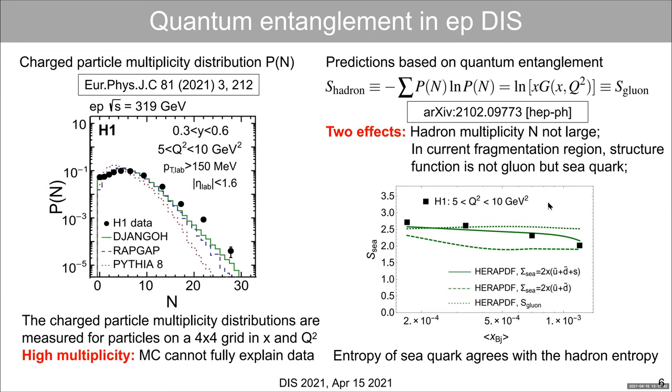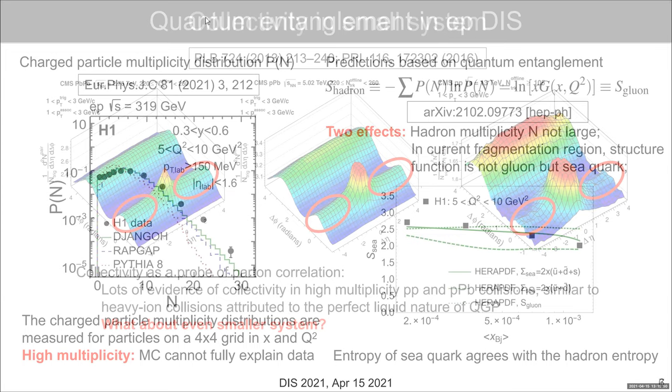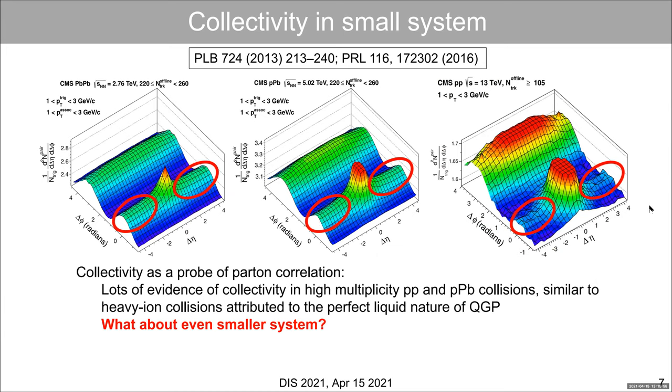The next part is about the second approach, the collectivity effect. Before introducing our result, I have to mention the collectivity in small systems. We can see three plots here, from left to right, from PbPb, pPb and pp collisions with a decreasing tendency in system size, with high multiplicity selections. We can see that there are similar structures as well as similar collectivity behavior, as lots of evidence shows collectivity in high multiplicity pp and pPb collisions, similar to the heavy ion situations.